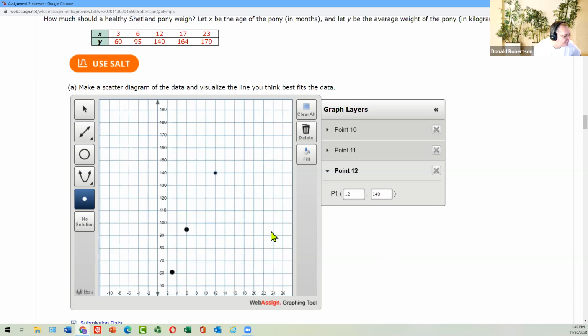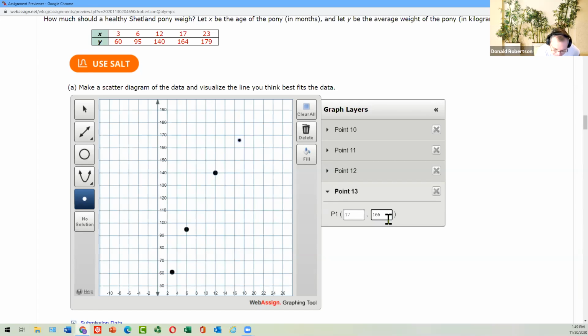And you know how pernickety this is, so you better make sure that these are checked and fixed if they're a little bit out. 17, 164, 17's about here. 164's kind of there. So it's not too far away. And the last one's 23 and 179. So 23 is about here, and 179 is about here.